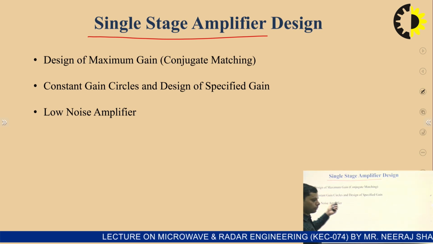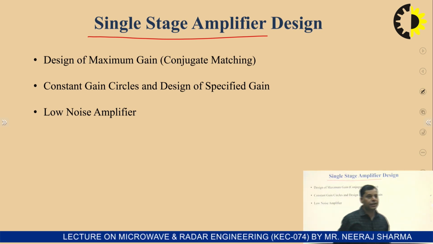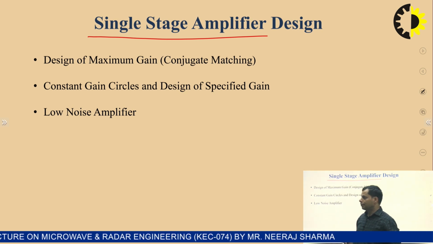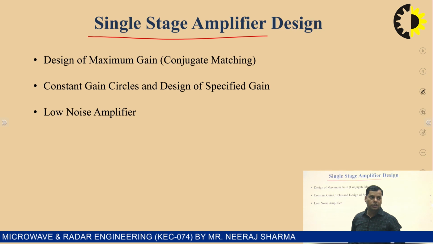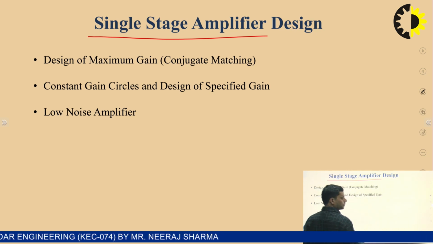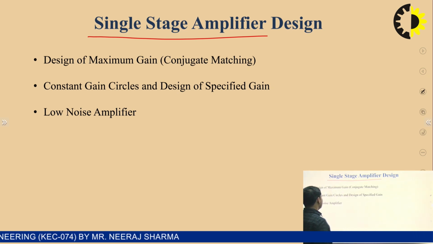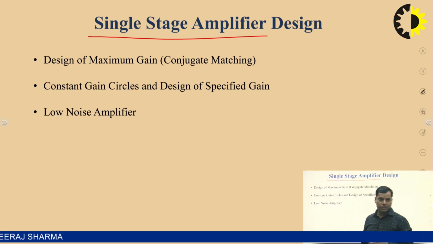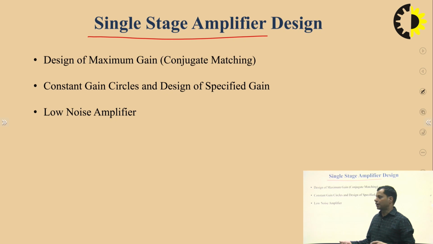There are a few approaches with which we can design this microwave amplifier. The first one is the design for maximum gain, that is the conjugate matching method. The second one is the constant gain circle and design for specified gain method. And one other important one, most commonly used right now, is the low noise amplifier, which also comes under the category of the microwave amplifier.